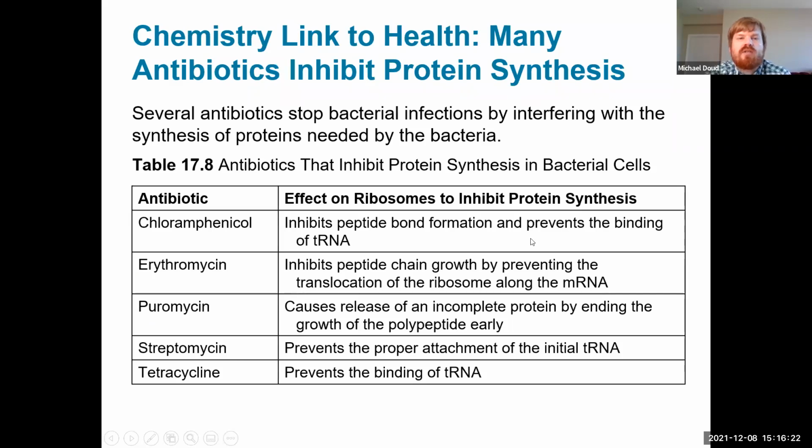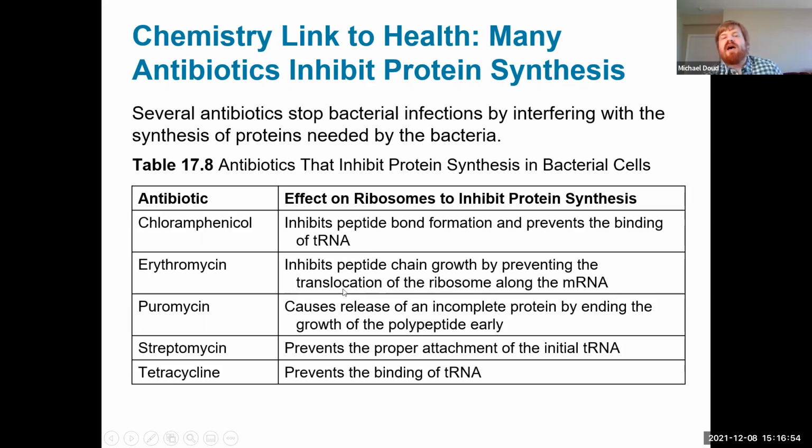Okay, so we'll talk about this real briefly, just about antibiotics. Antibiotics are really useful because they basically stop the synthesis of proteins in bacteria. So we'll talk about a few different ones here. Chloramphenicol, for example. What this does is basically it stops peptide bond formation for tRNA. Erythromycin inhibits peptide chain growth by preventing translocation. So it basically messes with the ribosomes.